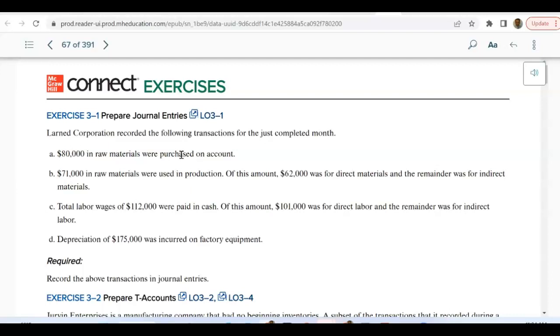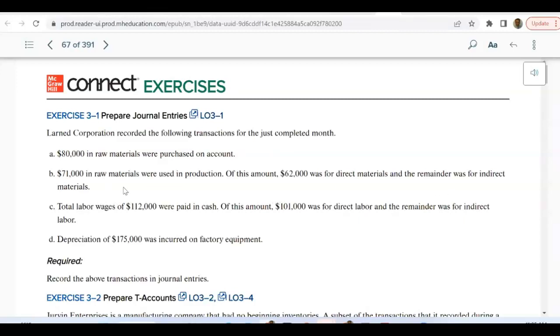Raw materials are materials that you still didn't use for the production, right? So it has a separate T account. We call it raw materials inventory or inventory dash raw materials. $71,000 in raw materials were used in production. Of this amount, $62,000 was for the direct materials and the remainder was for indirect materials.